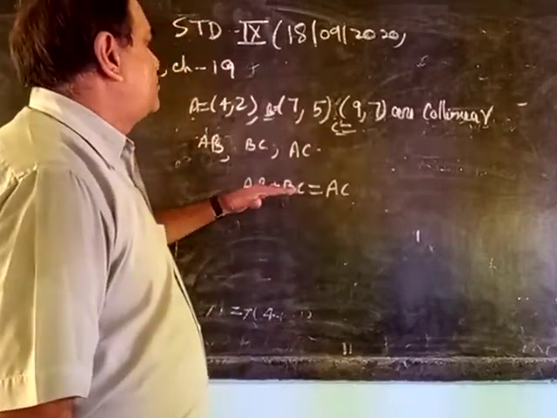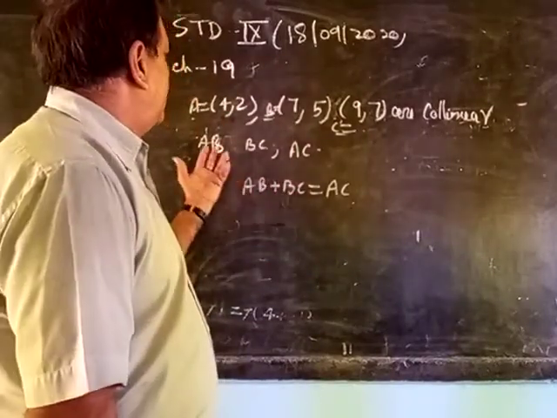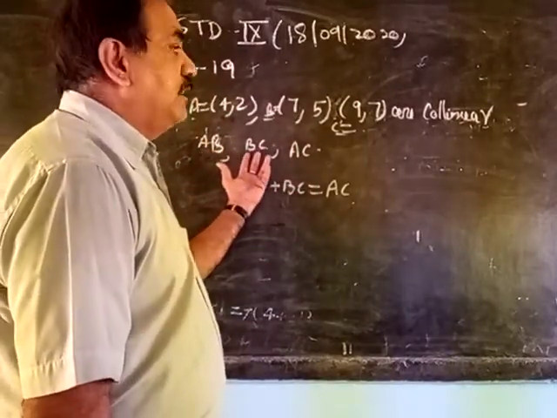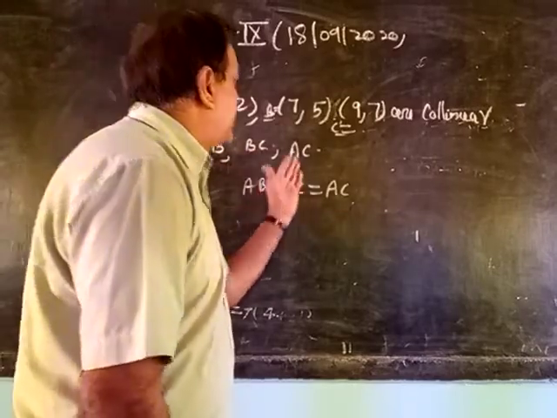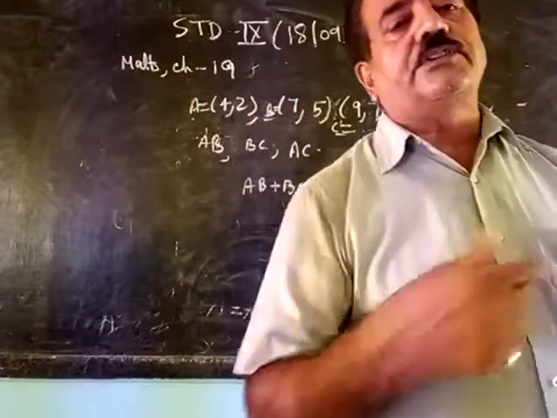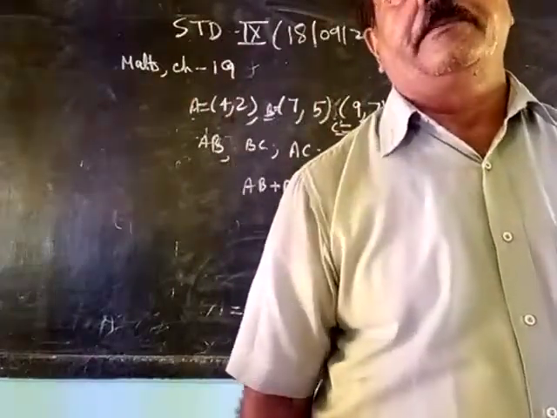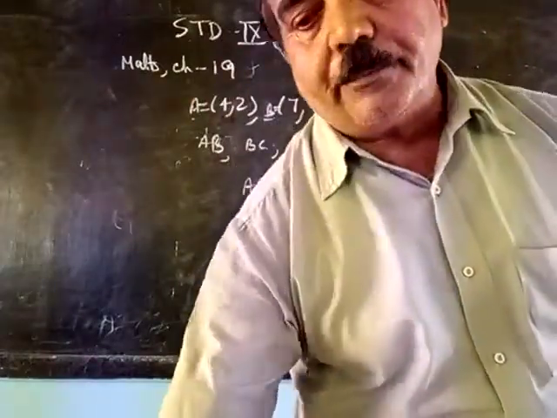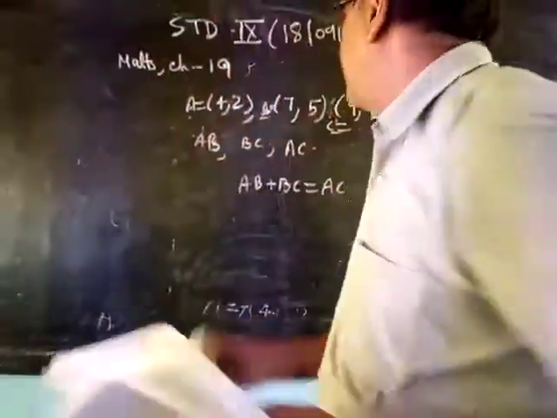Then finally, to check the collinearity, see whether the sum of AB plus BC is equal to the third one. If the sum of any two is equal to the third, then it is collinear. Do you follow this type of question? Another type of question here.